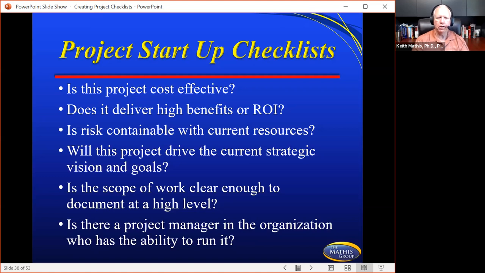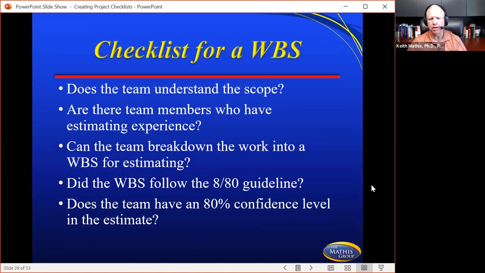So in this project, is this project cost effective? Does it deliver high benefits or return on investment? Is risk containable with current resources? Will this project drive the current strategic vision and goals? Is the scope of work clear enough to document at a high level? Is there a project manager in the organization who has the ability to run it? All of these are excellent questions.